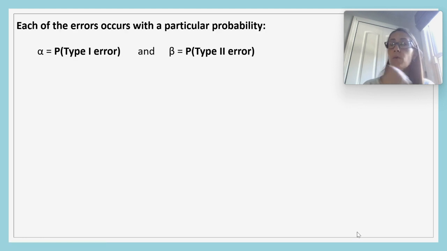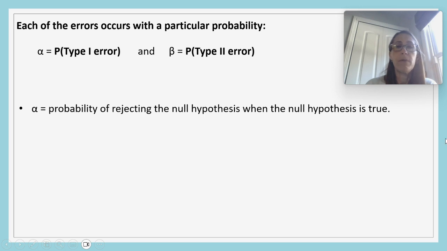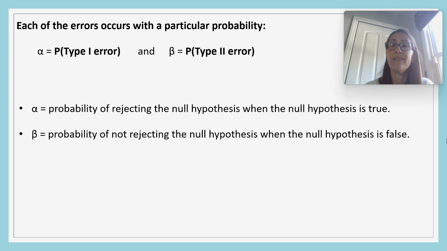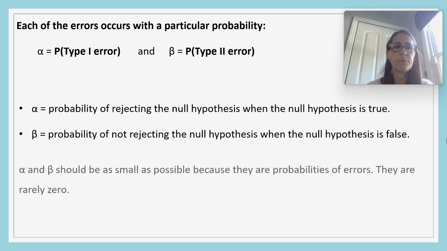Each of the errors occurs with a particular probability. Alpha is the probability of a type 1 error, and beta is the probability of a type 2 error. We've seen alpha before. Beta is the Greek symbol, kind of like a B. Alpha is the probability of rejecting the null hypothesis when the null hypothesis is true. That's a type 1 error. Beta is the probability of not rejecting the null hypothesis when the null hypothesis is false. That's a type 2 error.